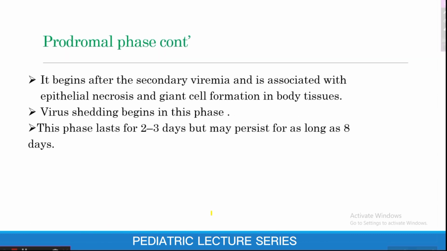The prodromal phase begins after secondary viremia and is associated with epithelial necrosis and Warthin-Finkeldey giant cell formation on the body tissues. Also, this phase is where virus shedding begins. This phase lasts 2 to 3 days, but in some individuals may be prolonged up to 8 days.